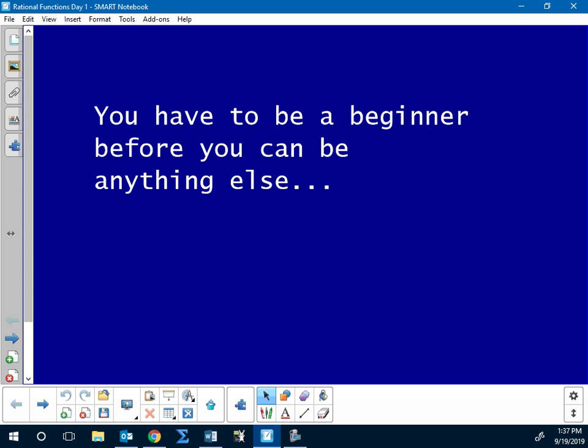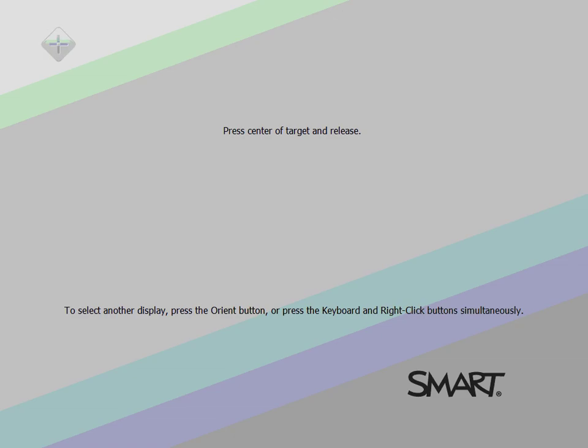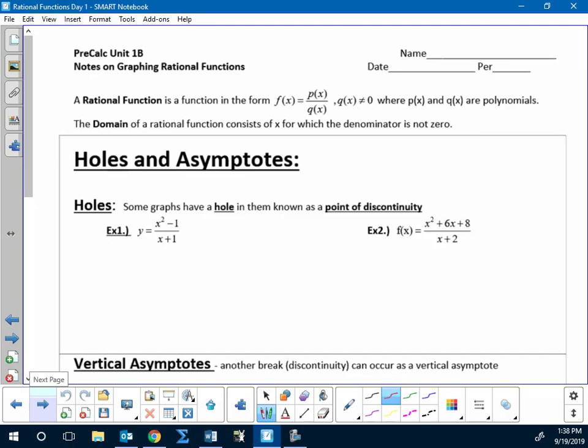So we're going to start off just by taking notes on everything that could possibly happen as we're graphing our rational function. As you can see at the top, it says a rational function is in the form of this. That just means that you have x's on the top of your fraction and x's on the bottom of your fraction. That is a rational function. Anything that has a fraction with letters in it.